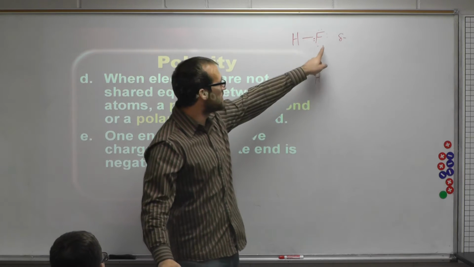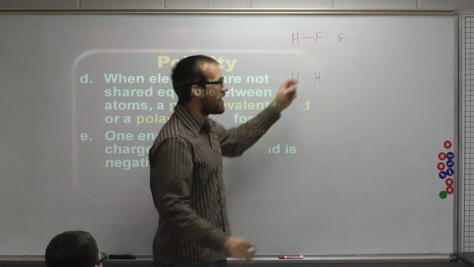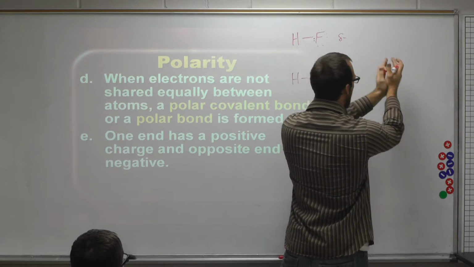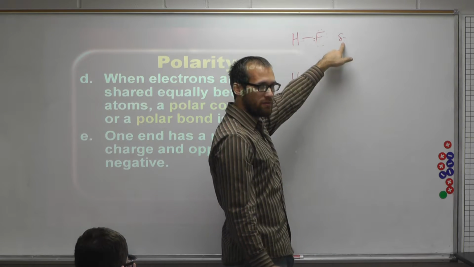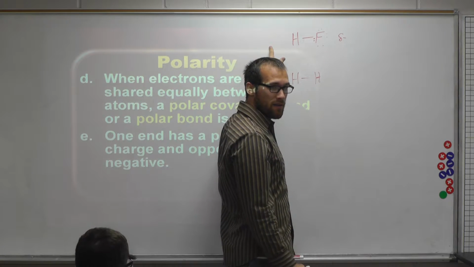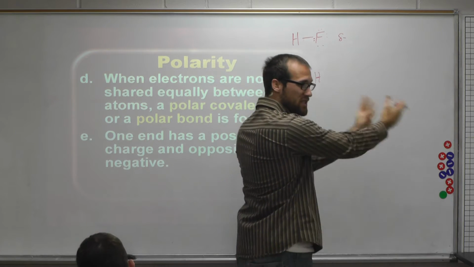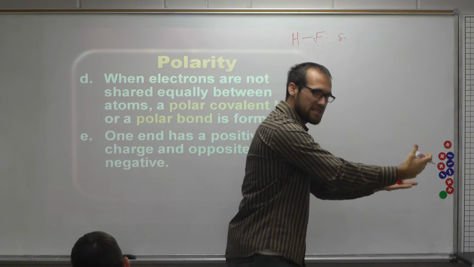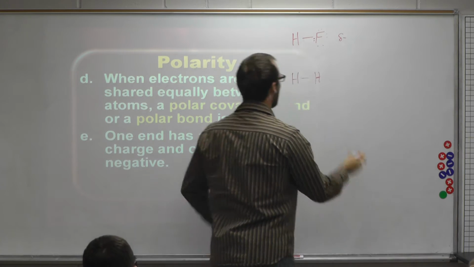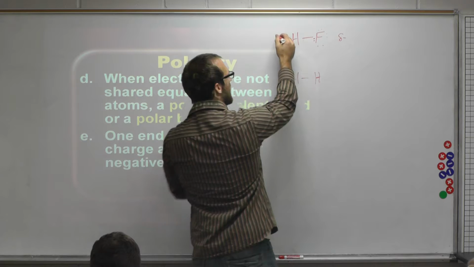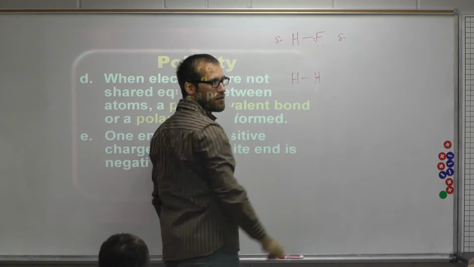This side doesn't have as many electrons? No. If I'm taking the shared electrons and pulling them to the right, wouldn't that make this side become a little bit more negative than this side? Because electrons are negative. If I take electrons and shift them to one side, wouldn't that make that side become negative? Yeah. And if I take electrons away from this side, wouldn't that probably make this side positive?